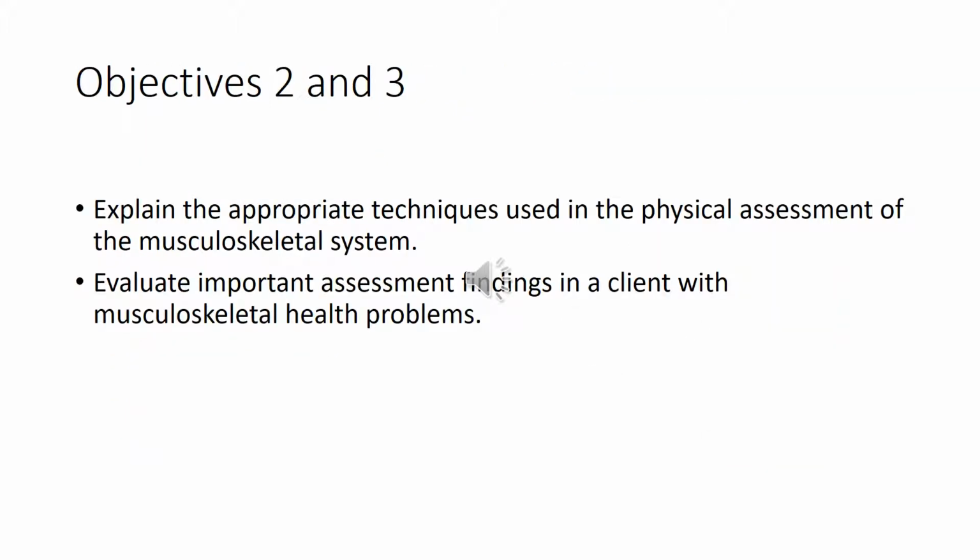Okay, continuing on with the health history and assessment, we have objectives 2 and 3, which is explain the appropriate techniques used in the physical assessment of the musculoskeletal system, and evaluate the important assessment findings in a client with these health problems. So continue on with some of these health history questions that you might want to ask your people.